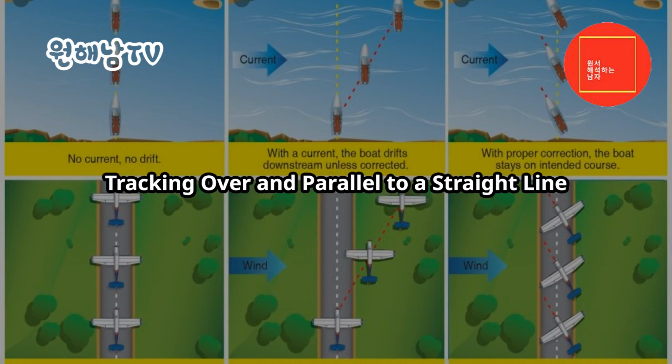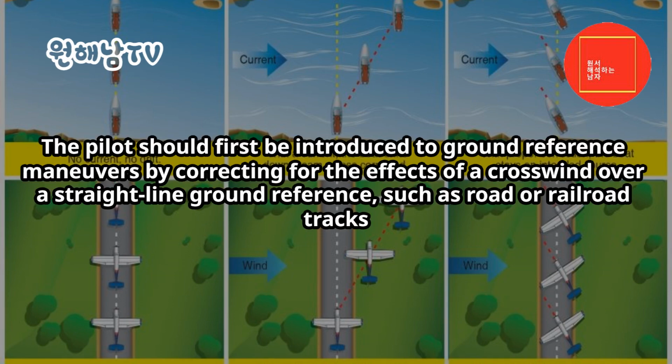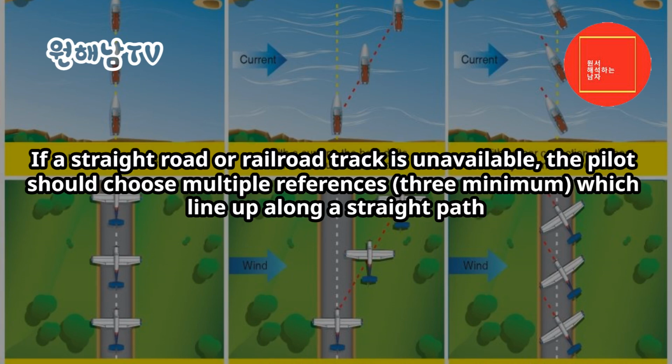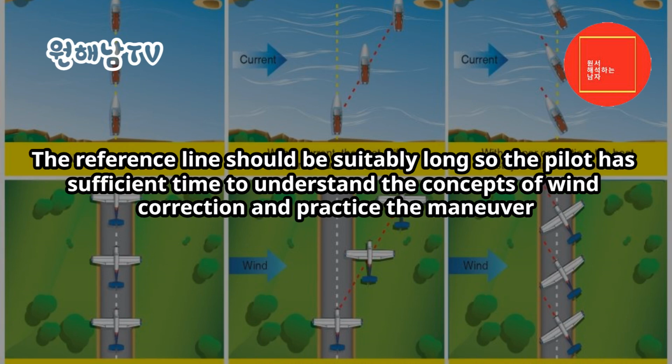Tracking over and parallel to a straight line. The pilot should first be introduced to ground reference maneuvers by correcting for the effects of a crosswind over a straight line ground reference, such as road or railroad tracks. If a straight road or railroad track is unavailable, the pilot should choose multiple references, 3 minimum, which line up along a straight path. The reference line should be suitably long so the pilot has sufficient time to understand the concepts of wind correction and practice the maneuver.